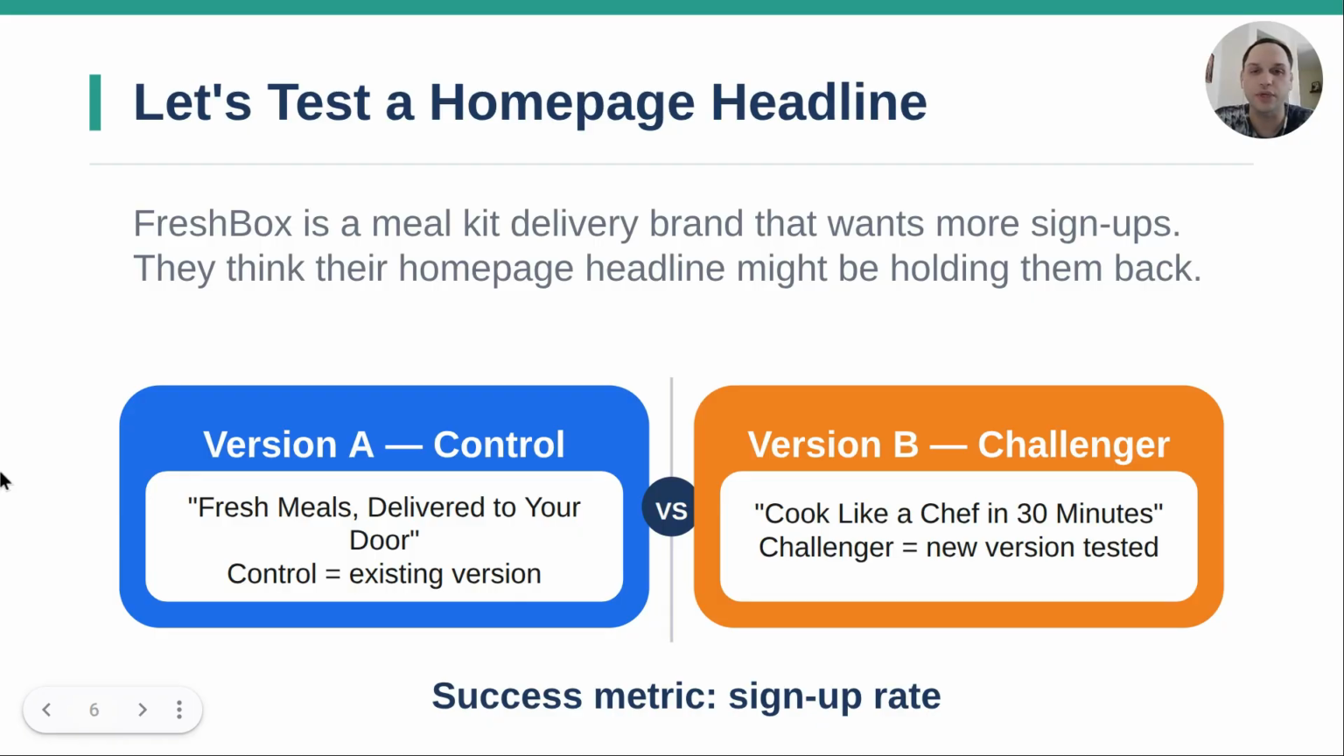Let's make this concrete. Freshbox is a meal kit delivery brand that wants more people to sign up from their homepage. They think the headline might be part of the problem, so they've got two versions to test. Version A is the current headline, "fresh meals delivered to your door." Version B is the challenger, "cook like a chef in 30 minutes." The question is simple, which headline gets more visitors to sign up? And the way to answer it isn't to ask anyone, it's to test.